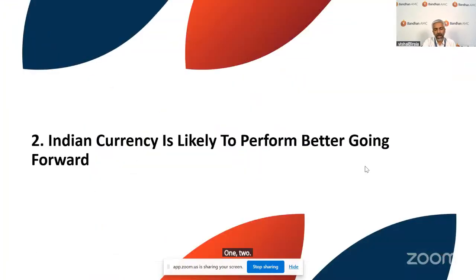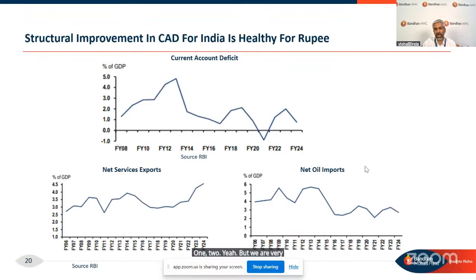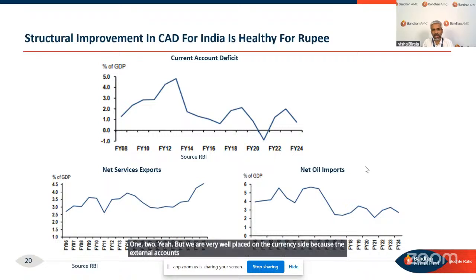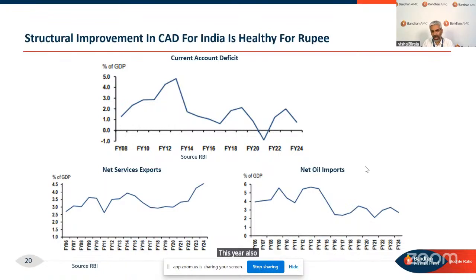Yeah, but we are very well placed on the currency side because the external accounts are very well placed. If you see current account deficit, at some point in time we were almost touching five. We are down to less than one. This year also we'll be closer to one. Services exports have increased substantially.